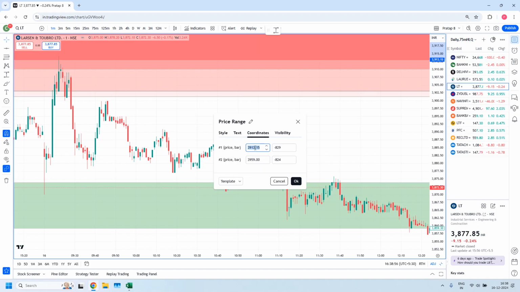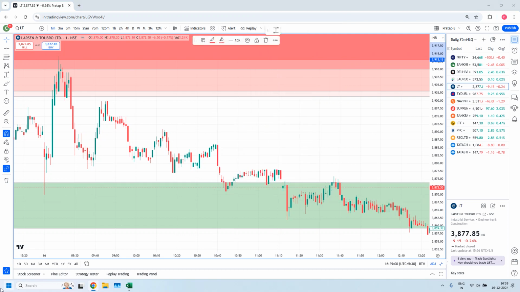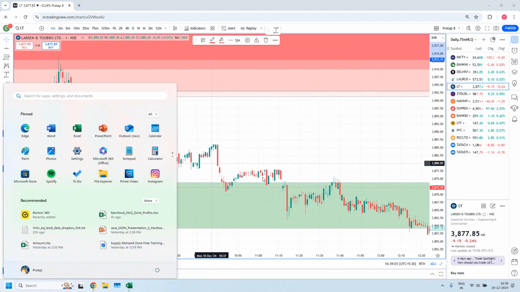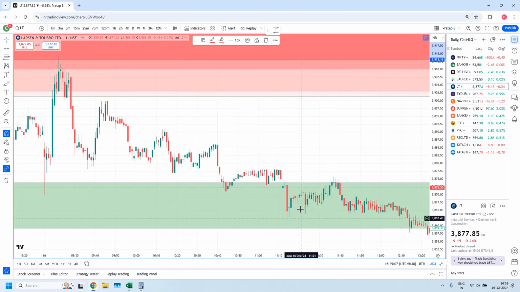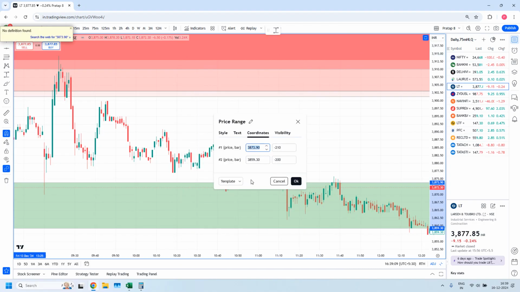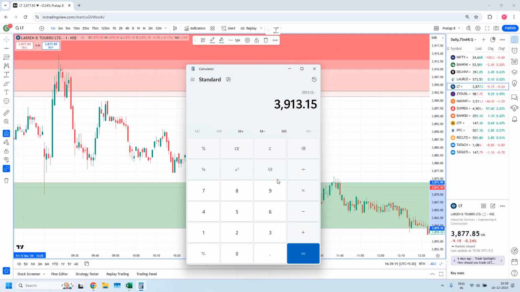3913 is the entry. Minus, what is the target? 3873.90. Of course, we add some buffers and we take trades, but from a calculation point of view, how much profit would we have got? 39.25 rupees profit.